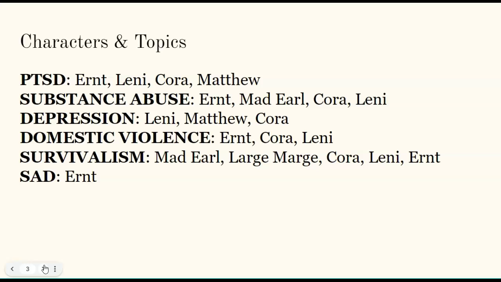So let's talk about the characters and the topics. If you had PTSD, you could talk about Ernst, Lenny, Cora, or Matthew. If you had substance abuse, you can be following Ernst, Mad Earl, Cora, Lenny. Depression: Lenny, Matthew, Cora. Domestic violence: Ernst, Cora, Lenny. Survivalism: Mad Earl, Large Marge, Cora, Lenny, Ernst. And seasonal affective disorder: Ernst. If we've given you a different character for a different reason, that's fine, but these are the ones that we originally provided.